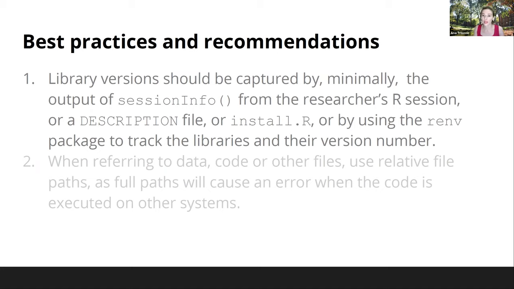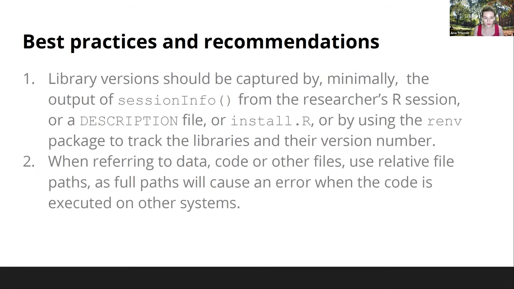Library versions should be captured by minimally using built-in R functions such as sessionInfo, or using a DESCRIPTION file or install.R, or by using standalone libraries that capture dependencies and their versions. When referring to data, code, and other files, use relative file paths, as full file paths cause errors when the code is re-executed on another system. This is something where we see substantial improvement. When we remove the full file path, we see that the code has other errors, but it also sometimes runs correctly.